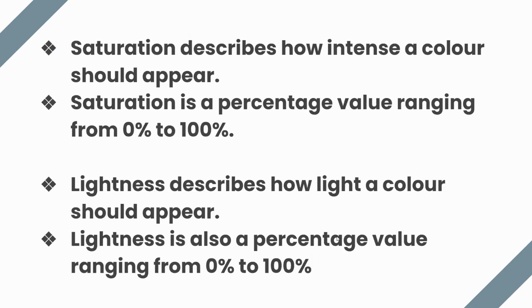So next we have the saturation, which is the second parameter in this method. The saturation describes how intense a color should appear. For those who are into web design, I believe this word is not anything new, or probably one or two people out there might already know what saturation is. It basically describes how intense the color should appear, the quality, whether it should come out very solid or not.